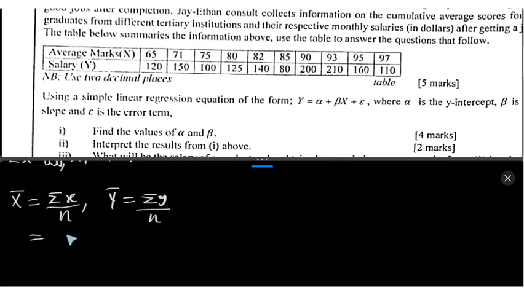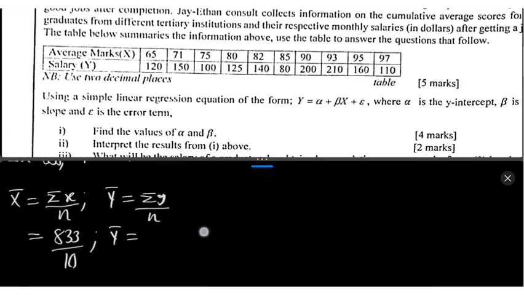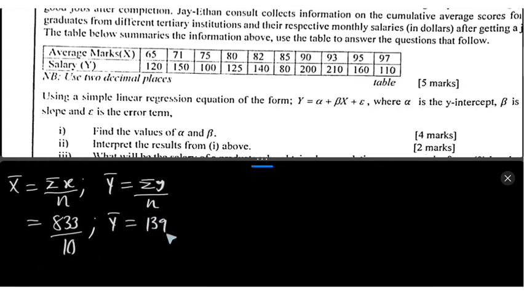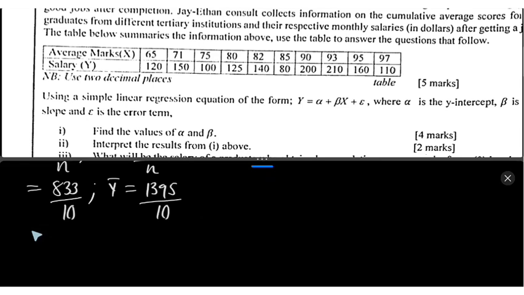So all that we're going to do here is say that here is 833 divided by 10. Then we do the same for y. We know the total was 1395, so 1395 and then divide by 10. So at the end of the day, we should be able to get the mean for x to be 83.3, and that of y to be 13.95. So that's going to be our mean in this particular case.